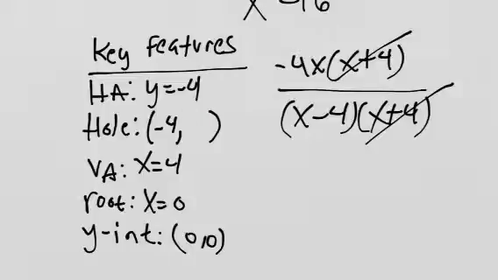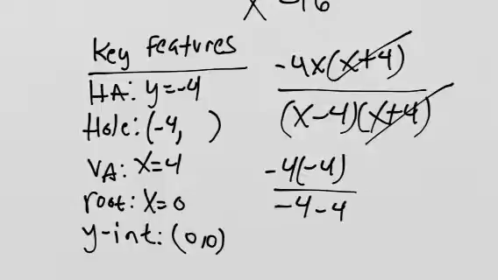So let's find it. We plug in -4 into our new function. We have -4 times -4 over -4 minus 4. Again, we're just plugging in -4 into our function to get our y value. We get 16 over -8, which gives us -2. Okay, so we have a hole at -4, -2. All right, so we found all the key features that we can.